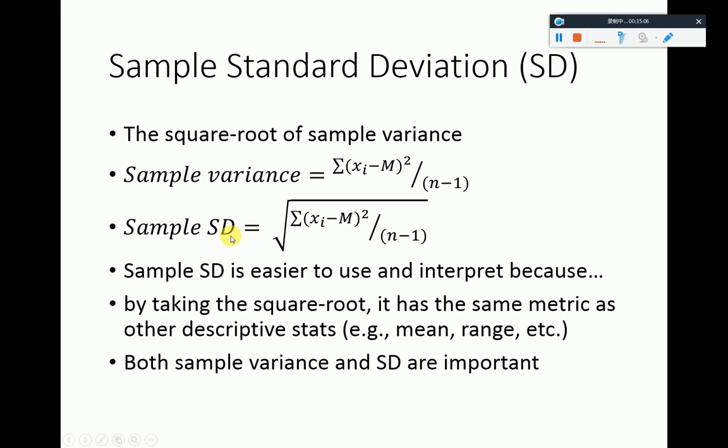We need the sample SD because, you see here, the sample variance is based on the sum of squares. Whenever you square something, that makes the values very large, and it's very difficult to interpret. So one way to reduce this variance back to the original metric is to take the square root, because we squared here, so we'll take the square root. That will make the variance easier to interpret, so that you have the same metric as other descriptive statistics, mean, range, etc.